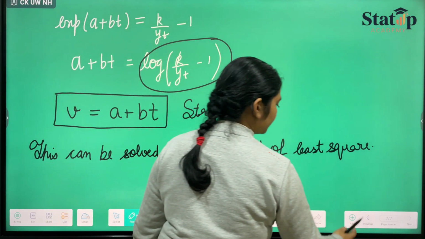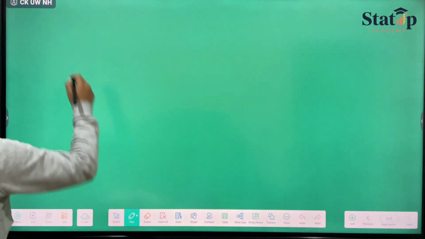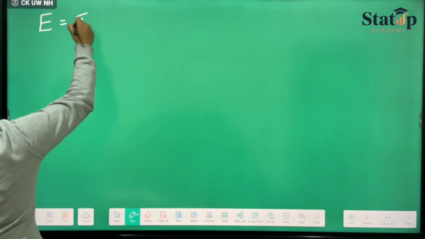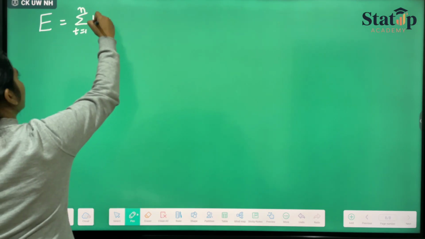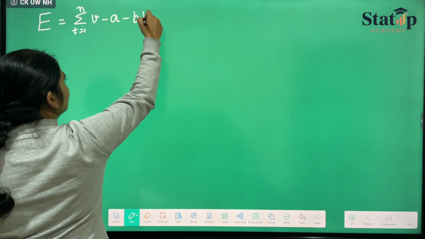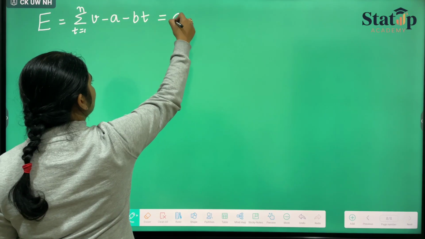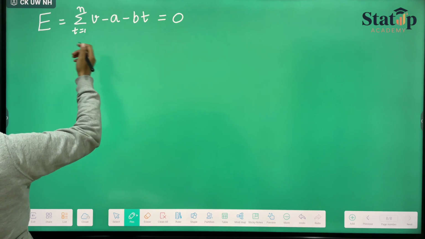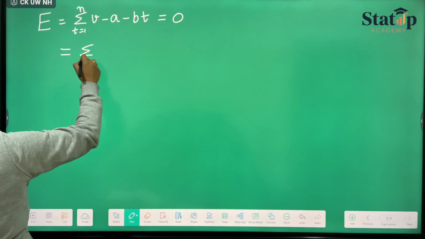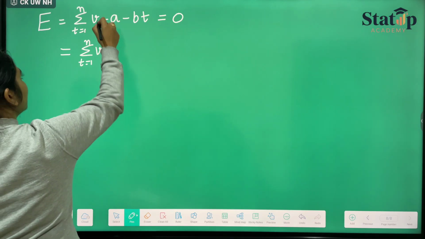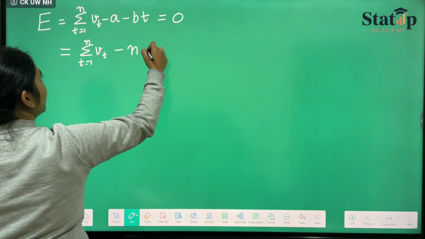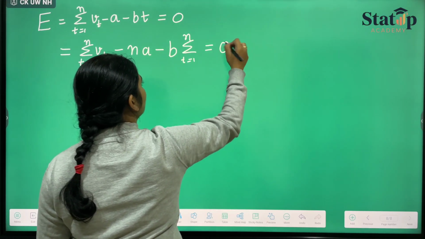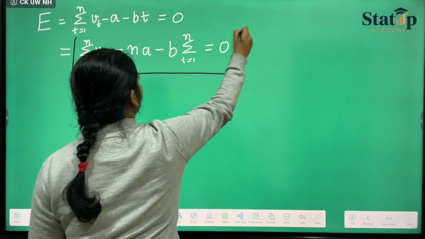How will we apply the least squares method? We will take E is equal to summation t goes from 1 to n of (v minus a minus bt) is equal to 0. The first least square equation would be this, and for the second one we'll multiply by t. So let us write this first: summation t from 1 to n of v_t minus n a minus b summation t from 1 to n of t is equal to 0. So this will be our first normal equation.